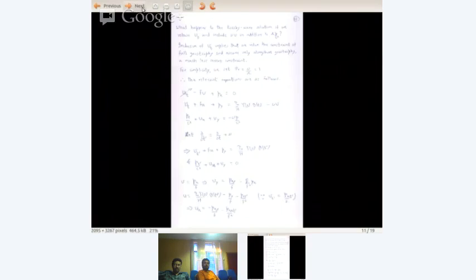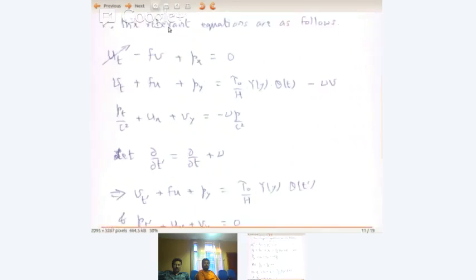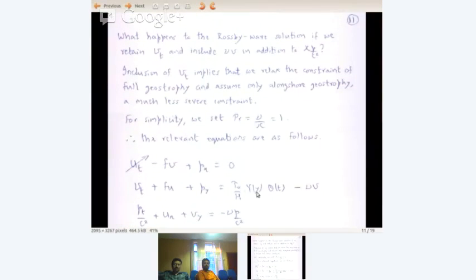The next thing we do is to include Vt and nu V. So what happens to the Rossby wave solution if we retain Vt, which means we are no longer assuming full geostrophy, but only a longshore geostrophy, because this term still remains. Fv will still be equal to Px. So what happens to Rossby wave solution if we retain Vt and include nu v in addition to kappa p by c squared?